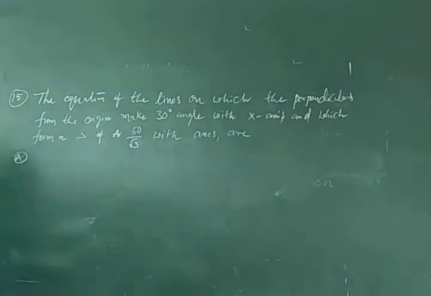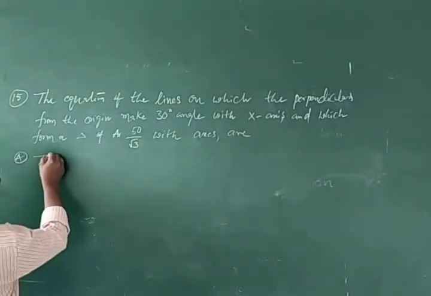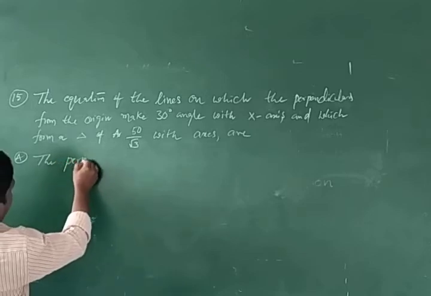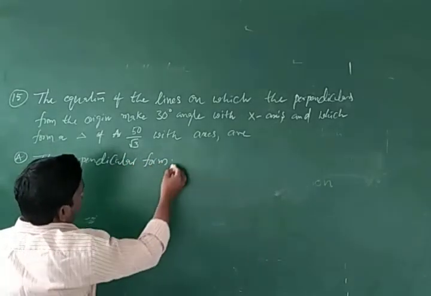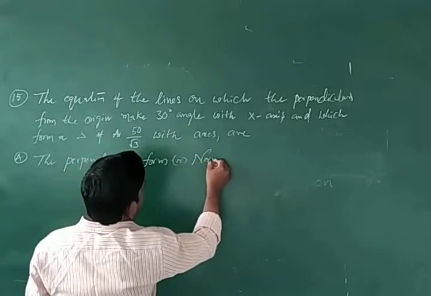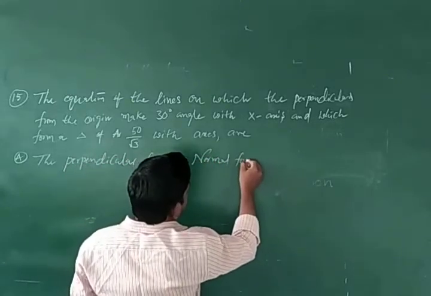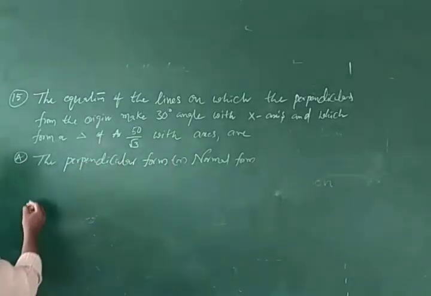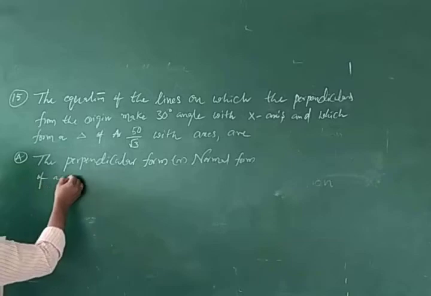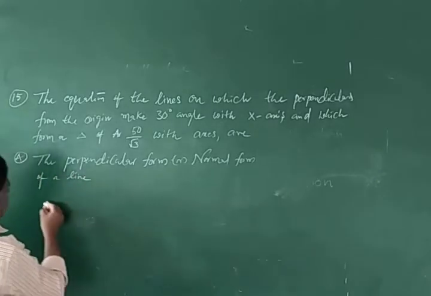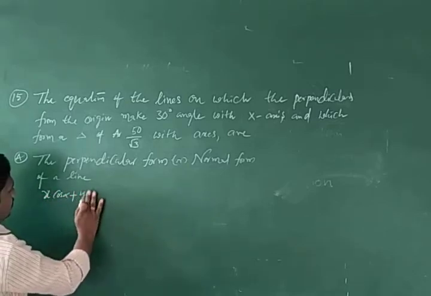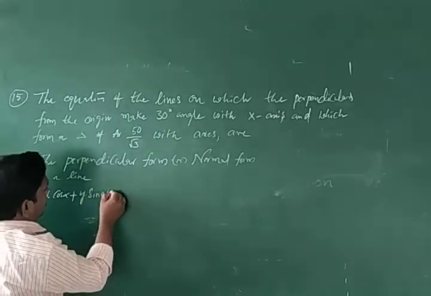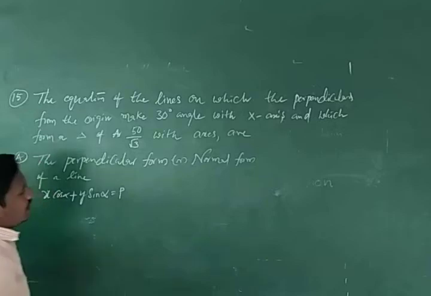Coming to the problem. The perpendicular form or normal form of a line is x cos alpha plus y sin alpha equal to p. Here p equal to distance.